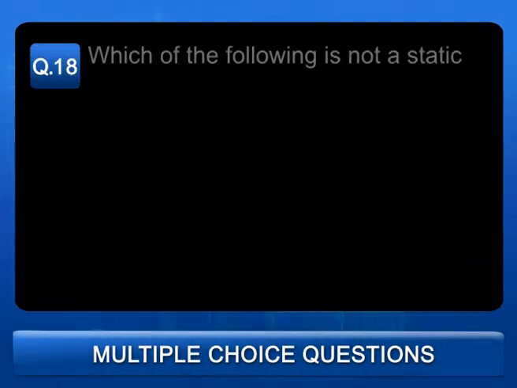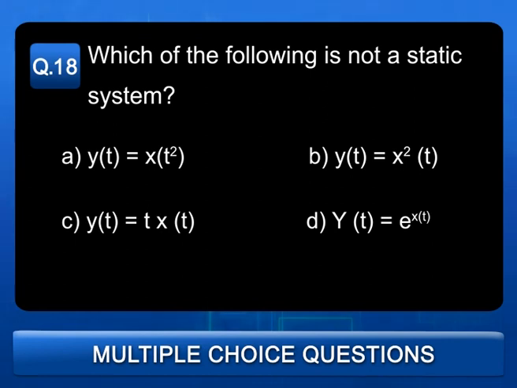Let us see the 18th question now. Which of the following is not a static system? A. y of t is equal to x of t square. B. y of t is equal to x square of t. C. y of t is equal to t x of t. D. y of t is equal to e to the power of x t. The answer is A. y of t is equal to x of t square is not a static system.